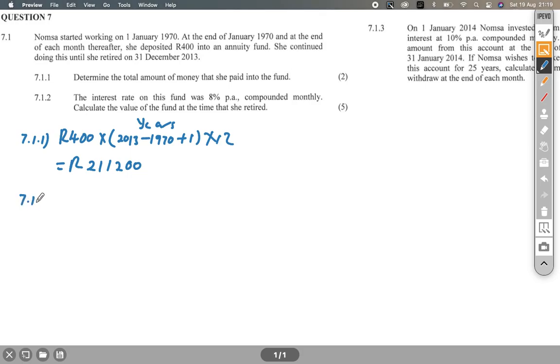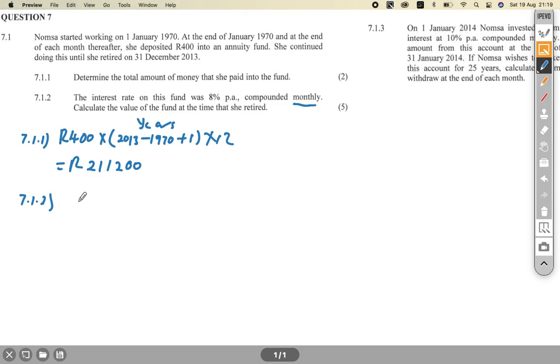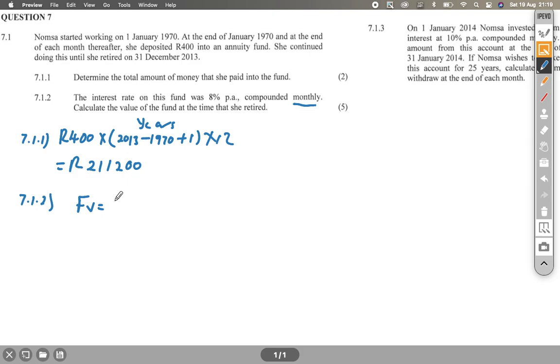Okay, 7.1.2. The interest rate on this fund was 8% per annum, compounded monthly. Very important. Calculate the value of the fund at the time that she retired. Okay, so now we are looking at how much the fund earned.